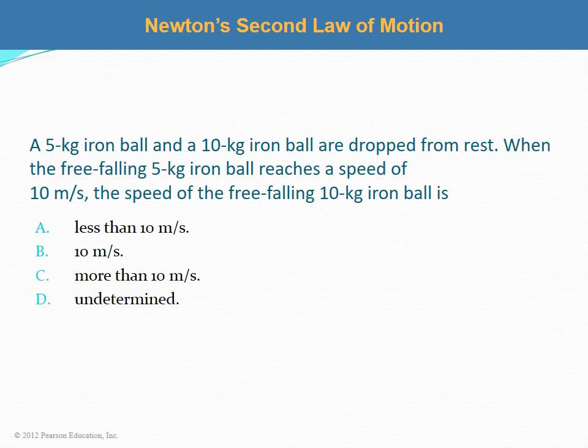A 5 kilogram iron ball and a 10 kilogram iron ball are dropped from rest. When the free-falling 5 kilogram iron ball reaches a speed of 10 meters per second, the speed of the free-falling 10 kilogram iron ball is A, less than 10 meters per second, B, 10 meters per second, C, more than 10 meters per second, or D, undetermined. Answer is B, 10 meters per second. All freely falling bodies fall at the same rate, regardless of mass.